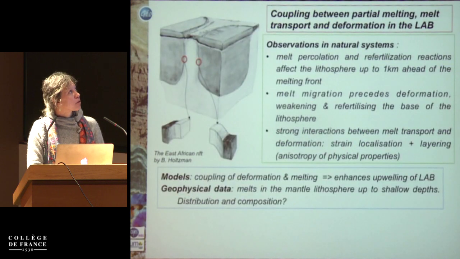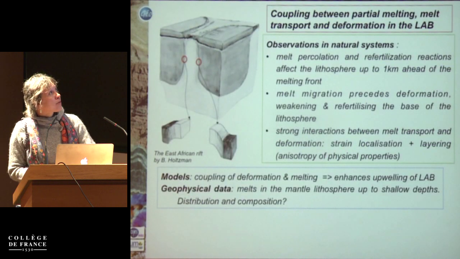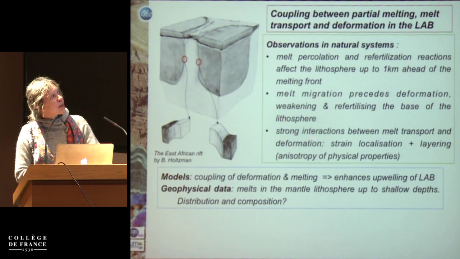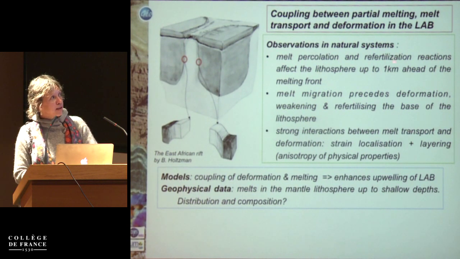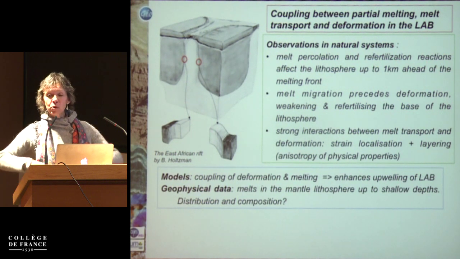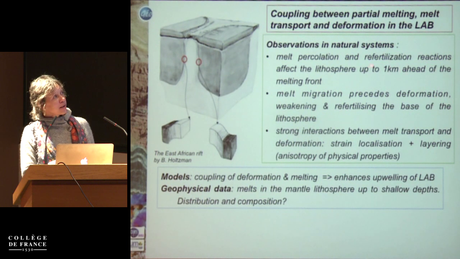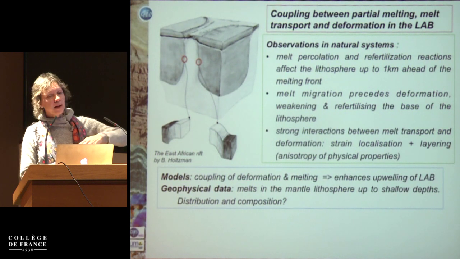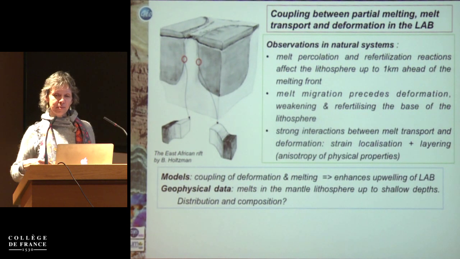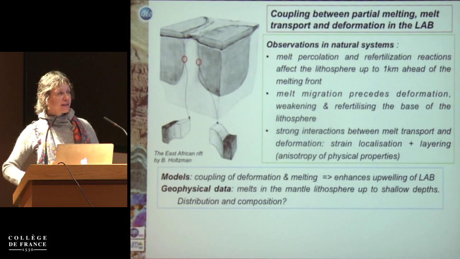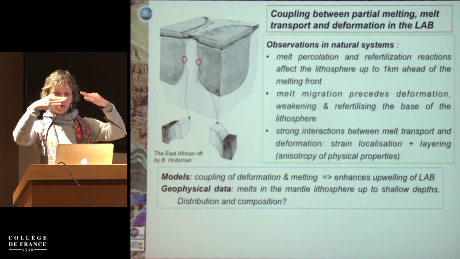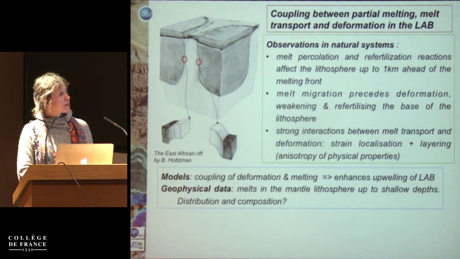And I get to the conclusions. What we have seen here is that the observations in natural systems constrain that you can have melt percolation and refertilization reactions that can allow the lithosphere-asthenosphere boundary to move. And the Ronda data that I have not shown constrain that this kind of refertilization front can be up to 1 kilometer ahead of the melting one. And this is something that is dynamic, so you can get it propagating through the lithosphere.